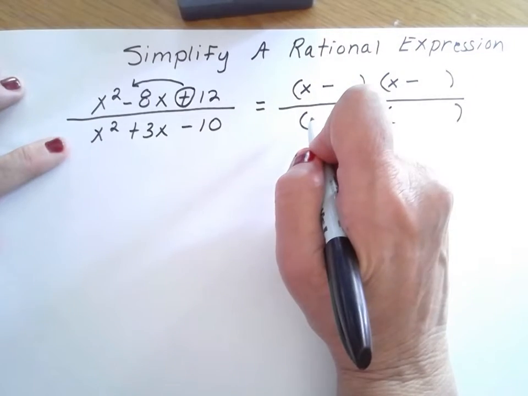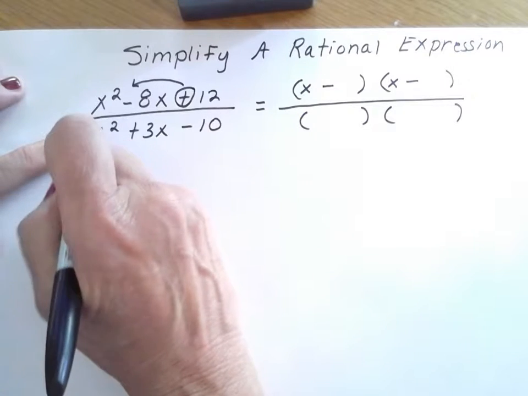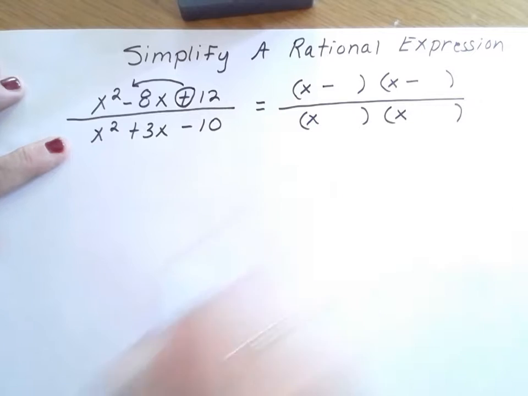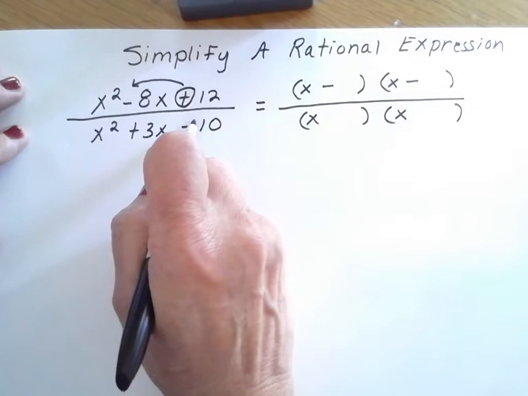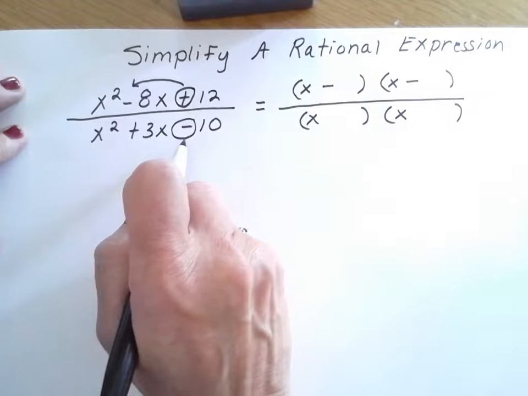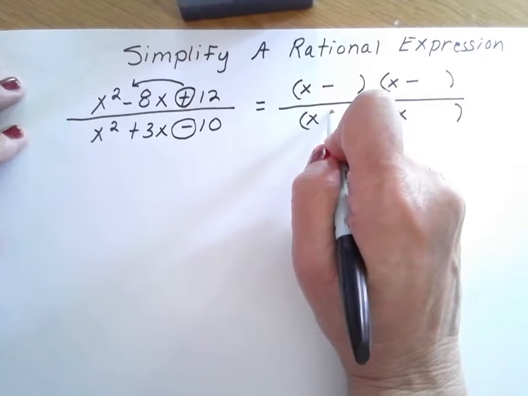Let's do the same thing. Because my a is 1, I know that this will also be x and this will be x. Now here I have a negative for my c term, so I know that both signs will have to be different.